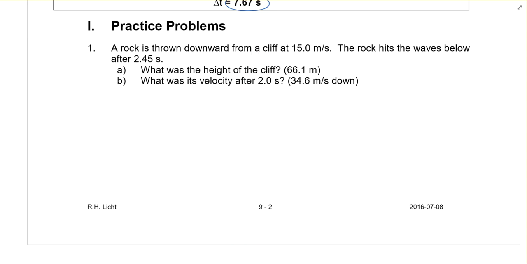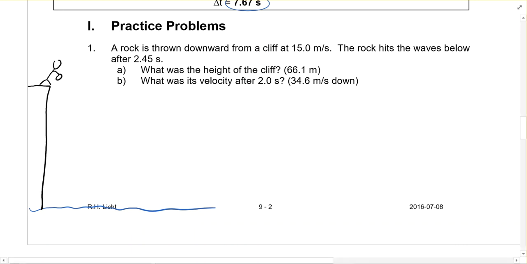Okay, so we're going to do these practice problems now. I'm just going to start by drawing a little picture. All right, there's my beautiful picture. Okay, so it says a rock's thrown downward from the cliff at 50 meters per second. The rock hits the waves below after 2.45 seconds. So let's draw a little rock that he's throwing down there.